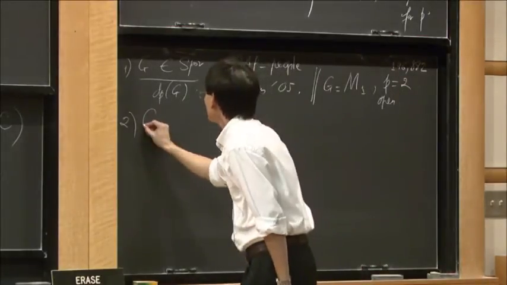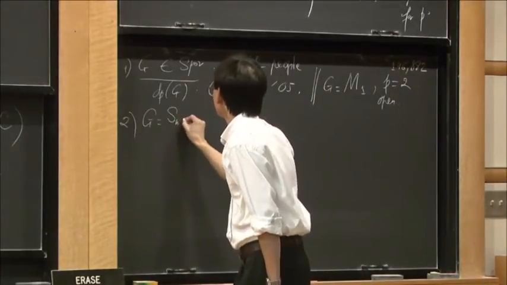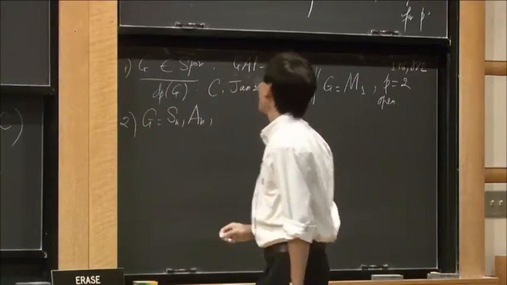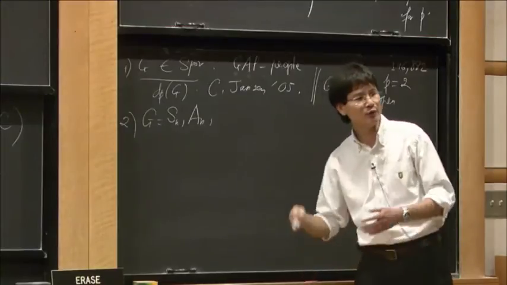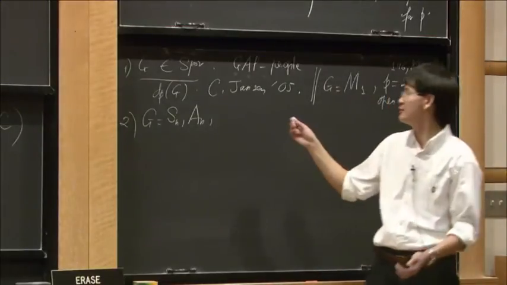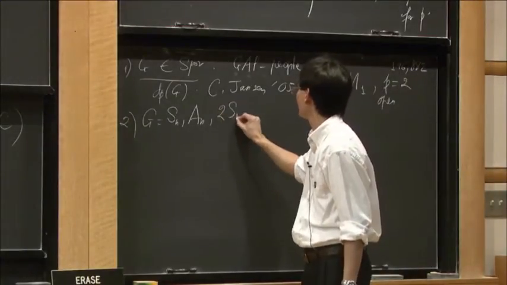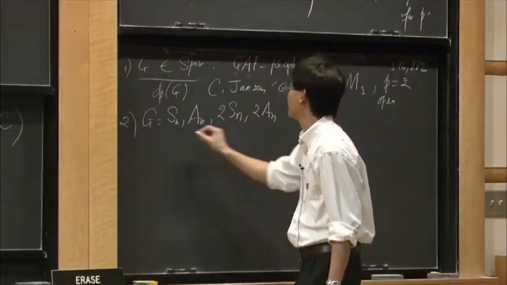So next, we want to look at the symmetric group and the alternating group. And sometimes when you work with a symmetric group and alternating group, then you also have to look at the central extensions of these groups. So you have the double covers of Sn and An.